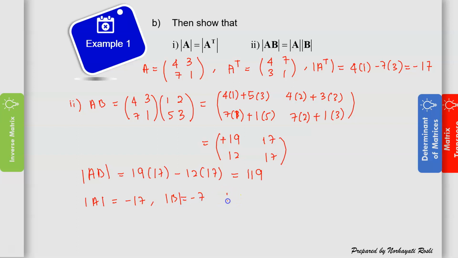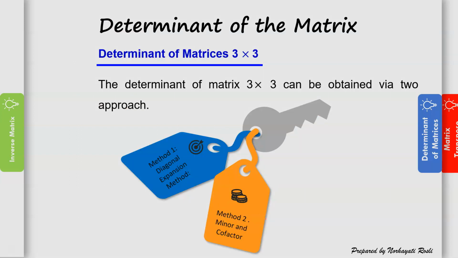When these two determinants are multiplied, which is here A determinant times B determinant, we got negative 17 times negative 7. The answer is 119. So we can see here we have the same answer, means that determinant of AB equals determinant of A times determinant of B. Next, we go to the determinant of matrices for 3 by 3.